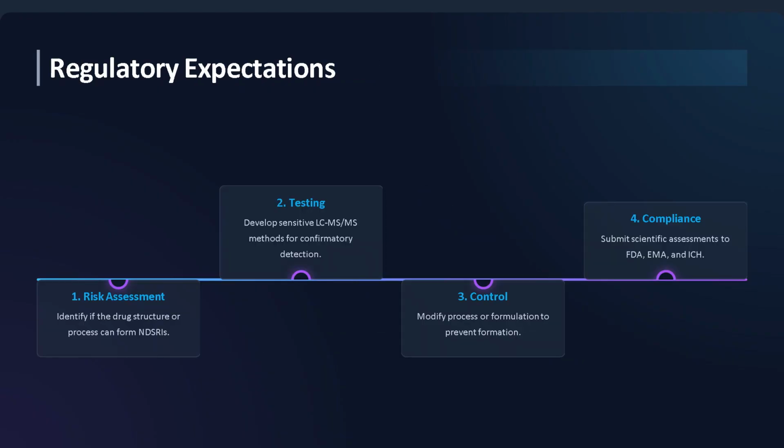Regulators expect companies to take a scientific and systematic approach. This begins with risk assessment. Companies must evaluate whether their drug structure or process can form NDSRIs. Next comes testing. Sensitive analytical methods like LC-MS are used for confirmatory detection. Then comes control. Processes and formulations must be modified if needed to prevent formation. Finally, compliance. Scientific assessments must be submitted to regulatory agencies like FDA, EMA, and ICH.